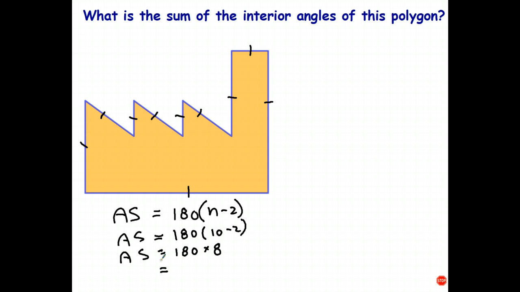And how are we going to do that one? Well, 100 times 8 is 800. 80 times 8 is 640, so that gives me 1,440 degrees. And there we go. That's how we find the angle sum of any polygon.